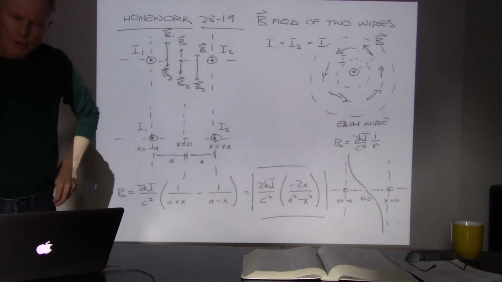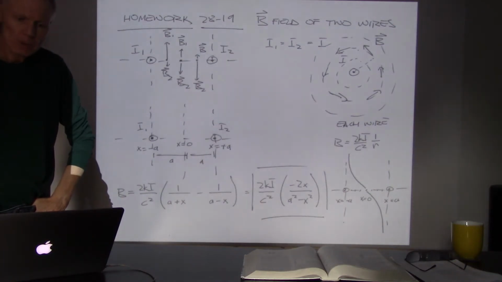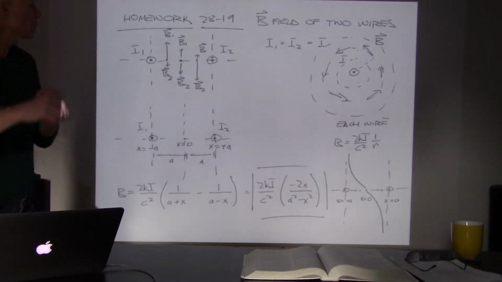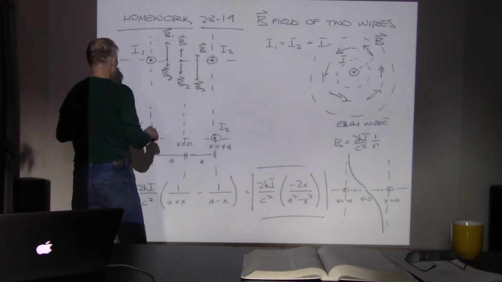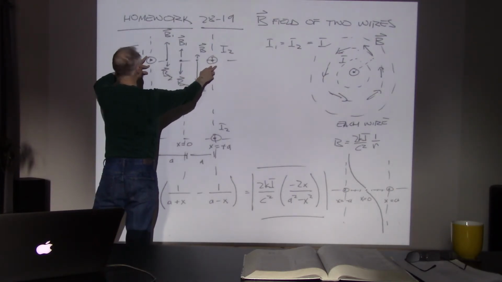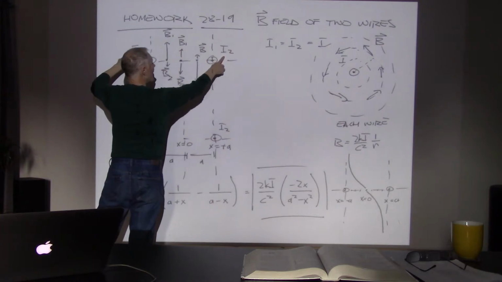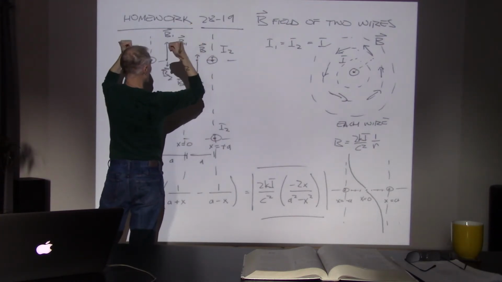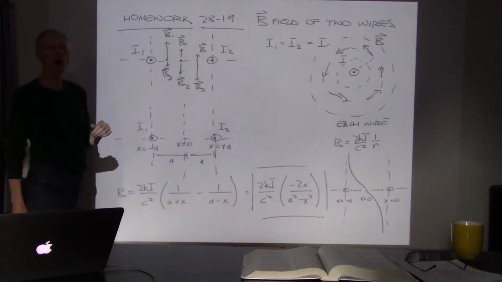All right, here is looking at problem 19, looking at the magnetic field along the region directly between two wires. So I got two wires. They've got currents I1 and I2. Again, they match. And both of those currents are coming out of the board. These wires are very, very long.